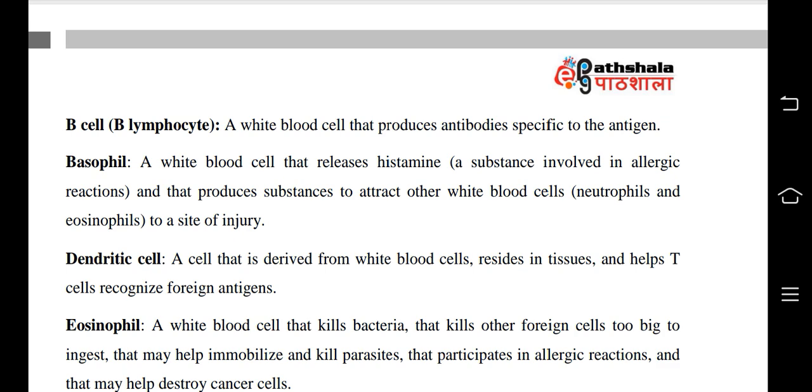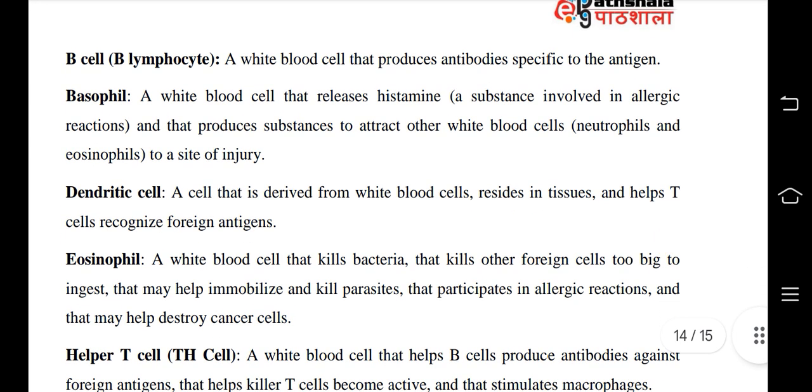Dendritic cell: a cell that is derived from white blood cells, resides in tissues and helps T cells recognize foreign antigens. Eosinophil: a white blood cell that kills bacteria, that kills other foreign cells too big to ingest, that may help immobilize and kill parasites, that participates in allergic reactions, and that may help destroy cancer cells.